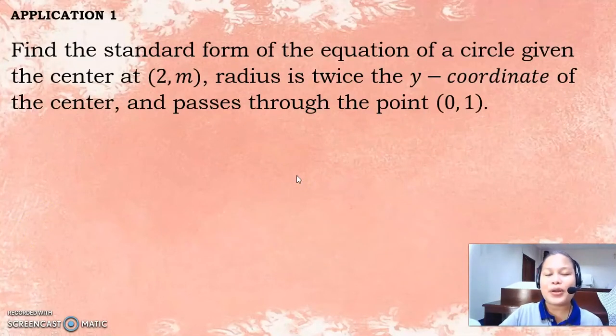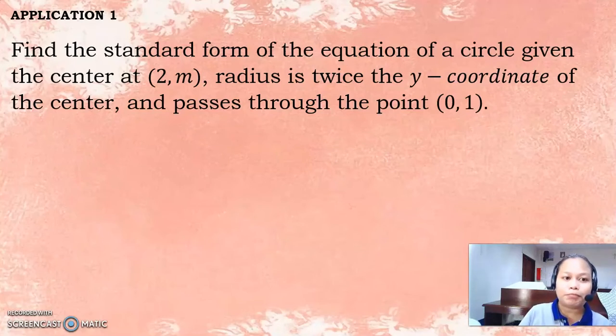So application number 1: find the standard form of the equation of a circle given the center at (2, m), radius is twice the y-coordinate of the center, and passes through the point (0, 1). So, we are going to take down all the important information for us to be guided in finding the standard form of the equation of a circle.